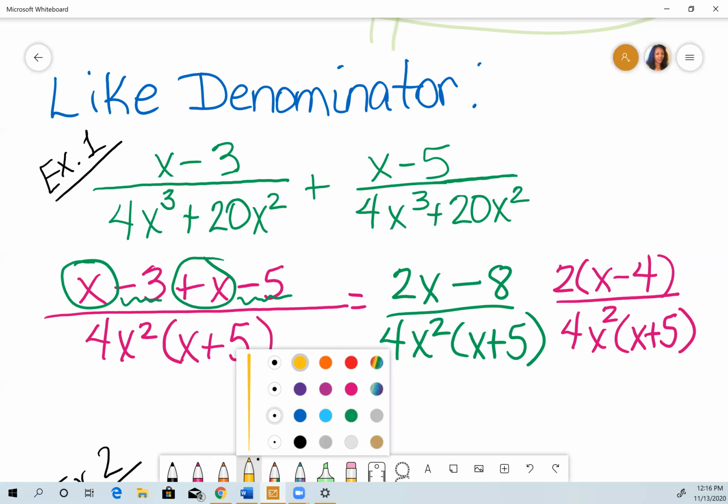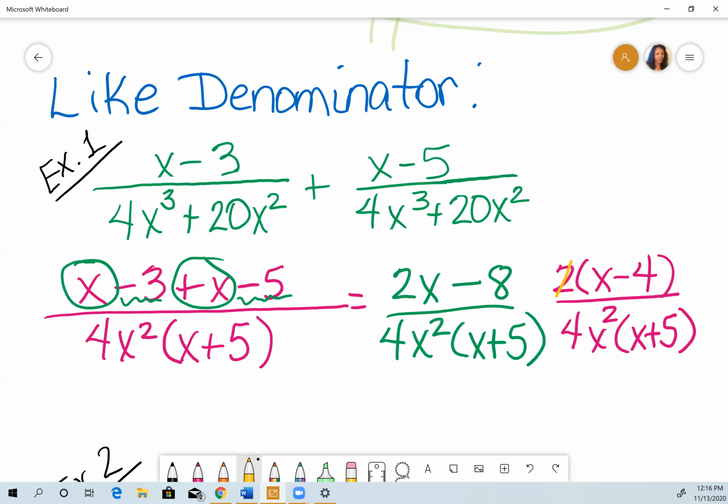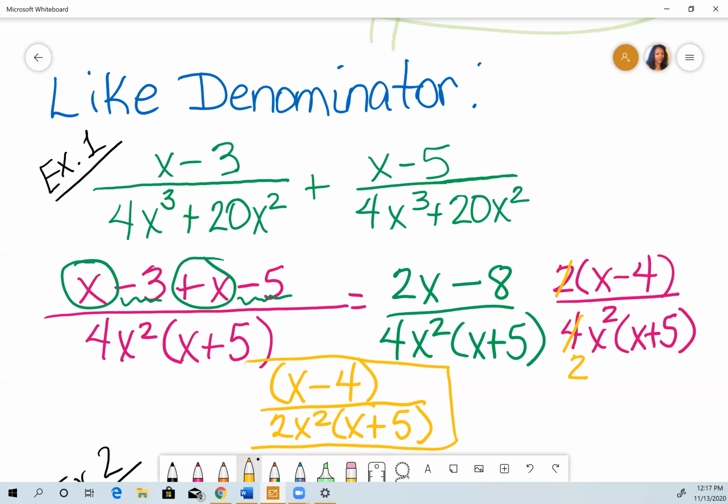So what's on the outside here is a 2 and a 4. So if I simplify that and I divide both by 2, I end up with a 1 here, and then 4 divided by 2, I end up with a 2. Well, I can't simplify anything further. So my final answer is going to be what's left over, which is x minus 4 divided by 2x squared times the quantity of x plus 5. So again, if I wanted to put that in parentheses just so I can see that's one expression, I cannot simplify any further. So this is my final answer for this problem.